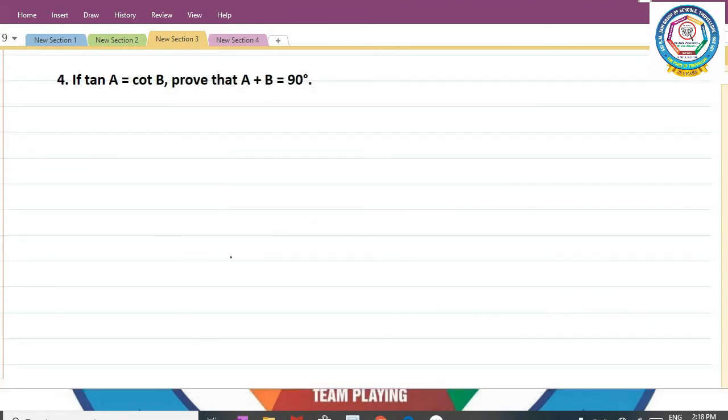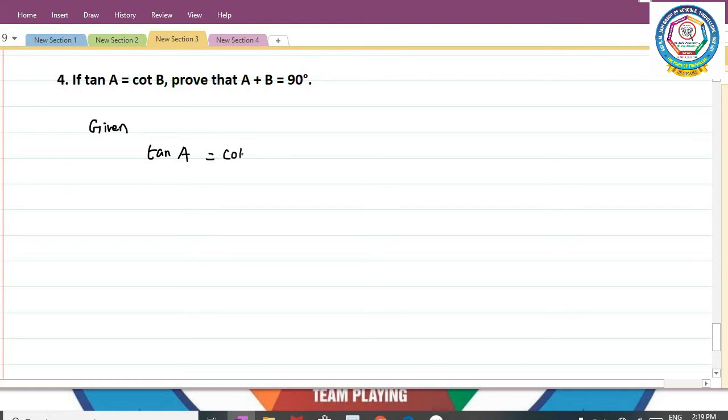Sum number 4. If tan A equal to cot B, then prove that A plus B equal to 90. So what is given first? Given tan A equal to cot B. We have to prove A plus B equal to 90 degree. So how am I going to prove this one?